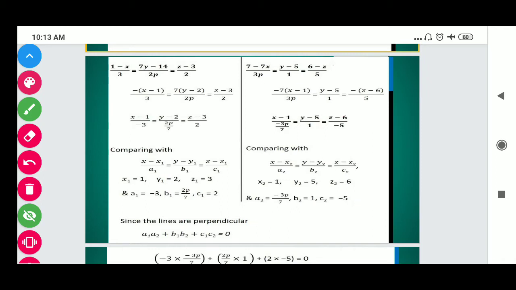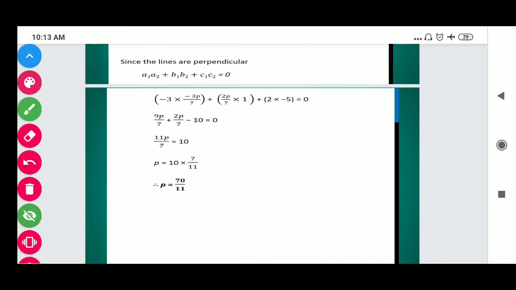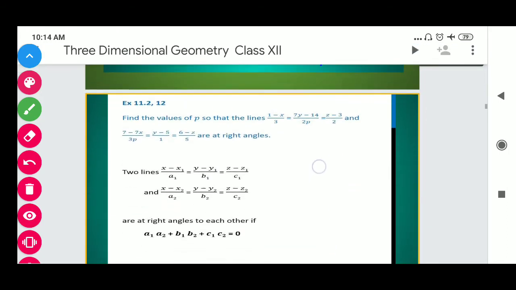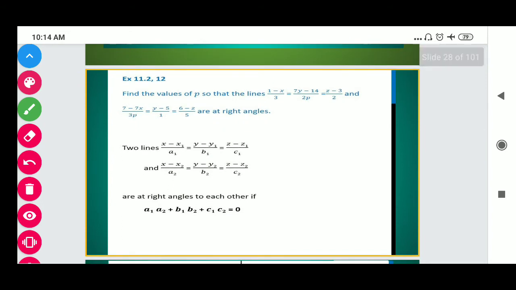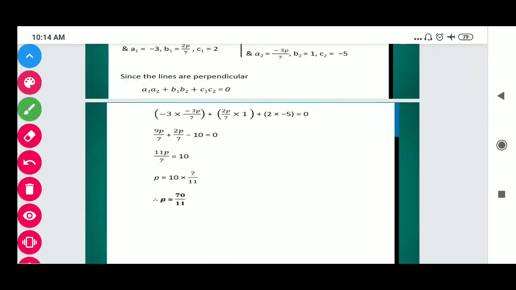Since the lines are perpendicular, a1 a2 plus b1 b2 plus c1 c2 is equal to 0. By putting the values, we get 9p over 7 plus 2p over 7 minus 10 is equal to 0. This is very simple, and this question is very important from the CBSE point of view. In this way we have completed this question. Here the value of P is 70 over 11.